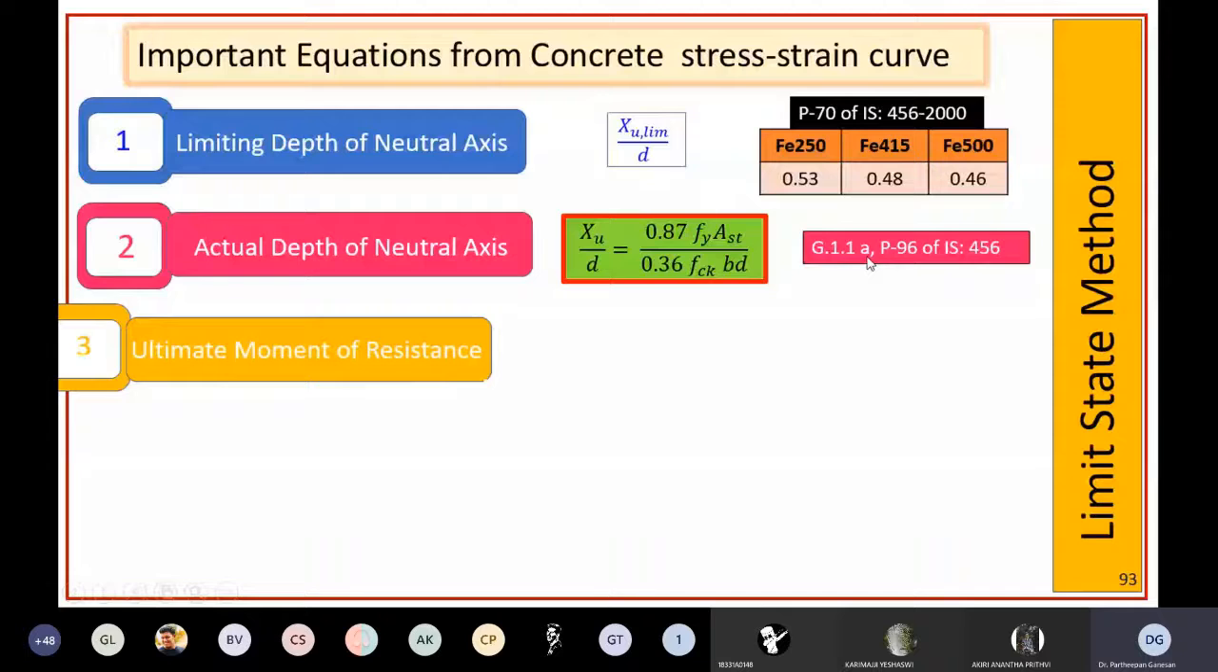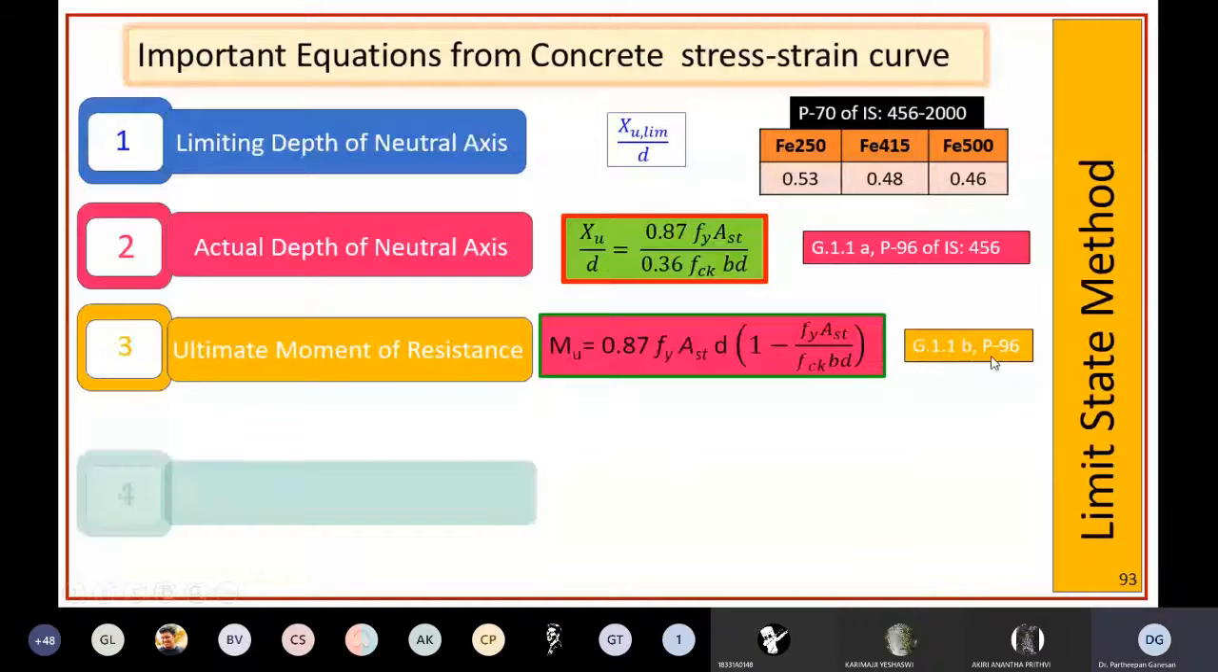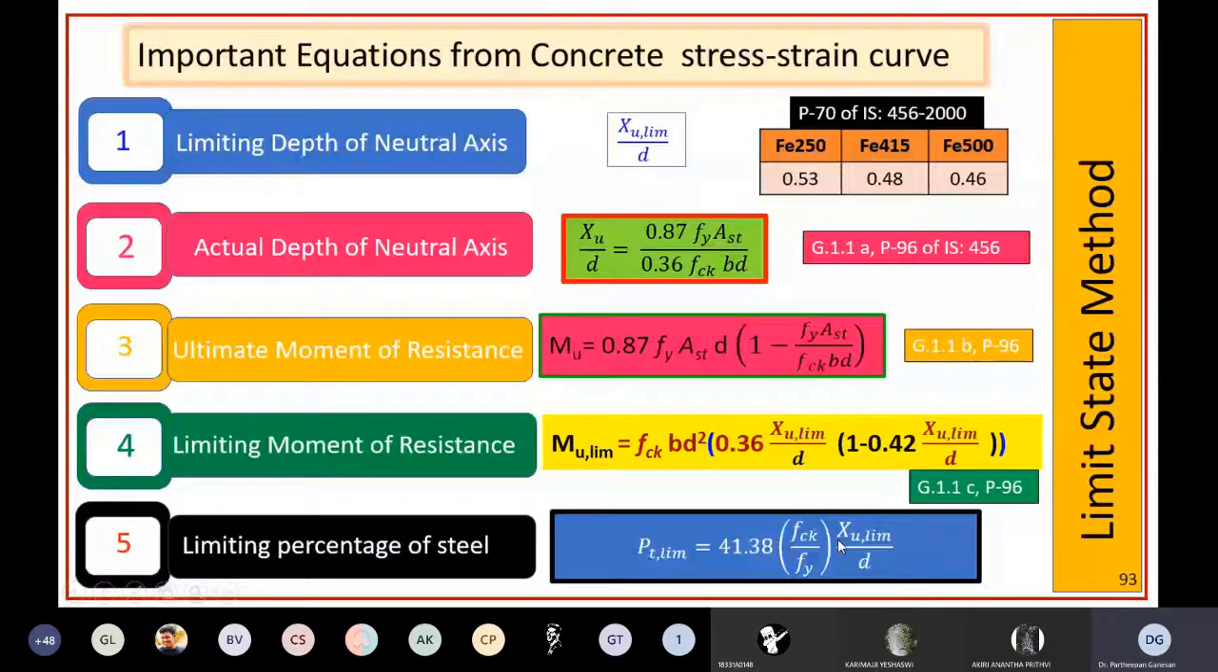Then the ultimate moment of resistance, Mu, is equal to 0.87 Fy AST D into 1 minus Fy AST divided by FCK BD. This is given on the same page in G 1.1 B. And then you have the limiting moment of resistance, Mu limit, equal to 0.36 FCK BD squared XU limit by D and so on, which is given as G 1.1 C on page number 96. And finally, the limiting percentage of steel, which is 41.38 or 41.6, FCK by Fy into XU limit by D.